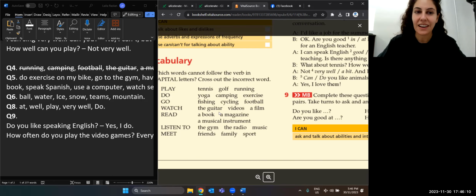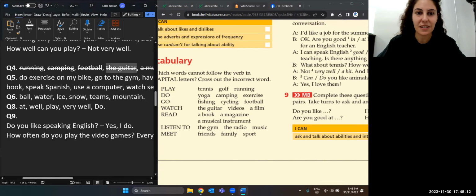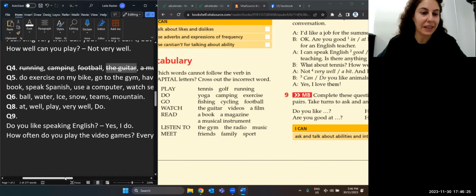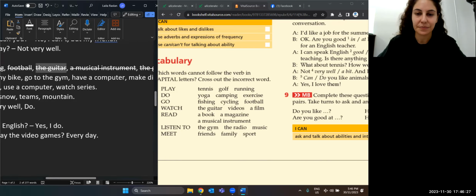Do we watch the guitar? No. So we can cross that one off. Do we watch videos? Yes. Watch a film? Yeah. Do we read a book? Yes. Do we read a magazine? Yes. Do we read a musical instrument? No, we play a musical instrument.